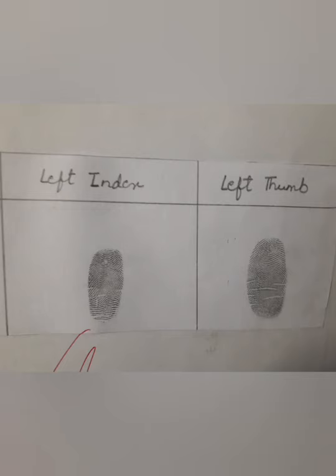Then start taking the fingerprints of the suspect by rolling his fingers from one side of the end to the other, so that a complete rolled impression of the suspect can be taken. Start taking the fingerprints from the right hand, which means first take the fingerprint of the right thumb, then right index, then right middle, and so on, and lastly take the fingerprint of the left little finger.